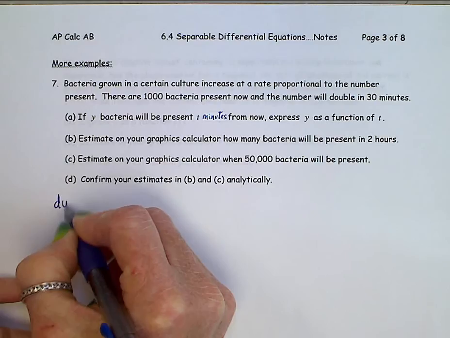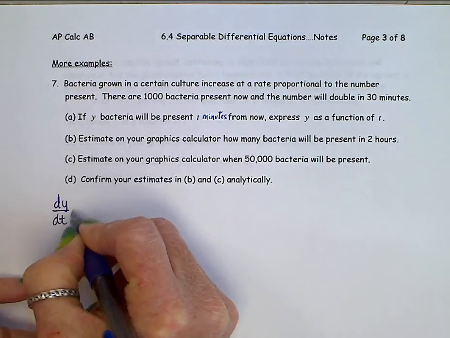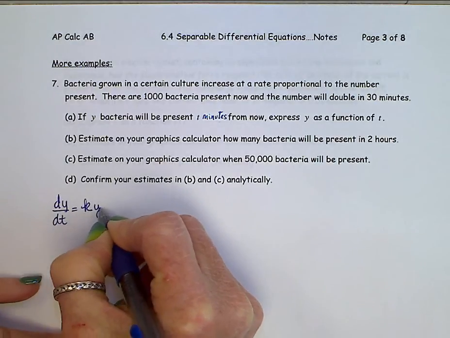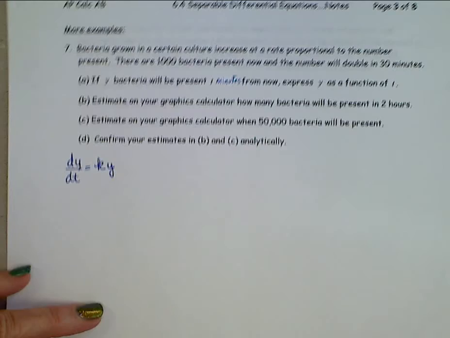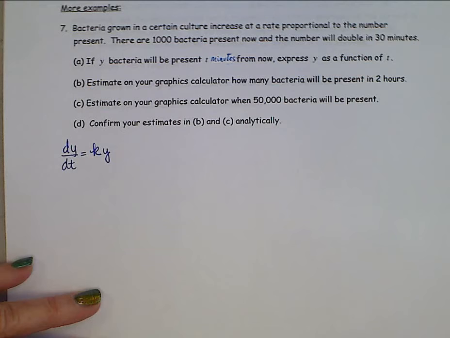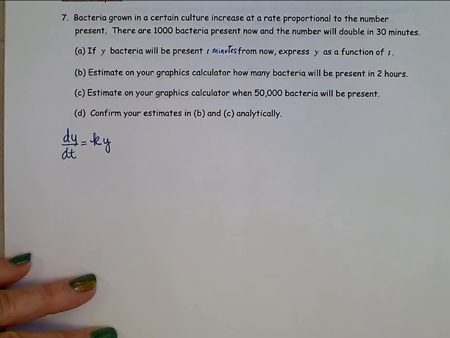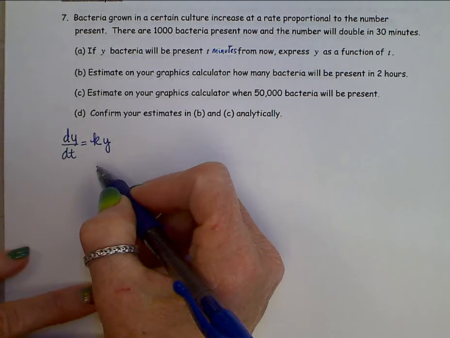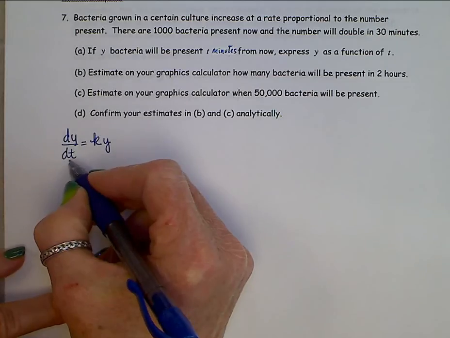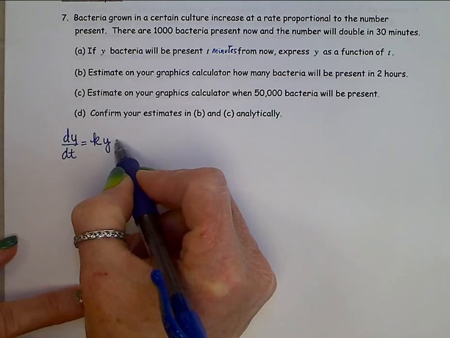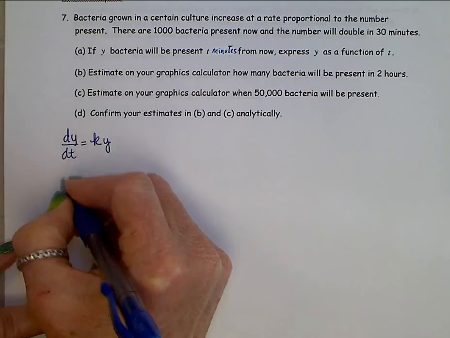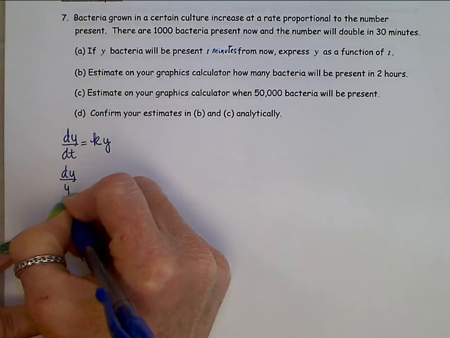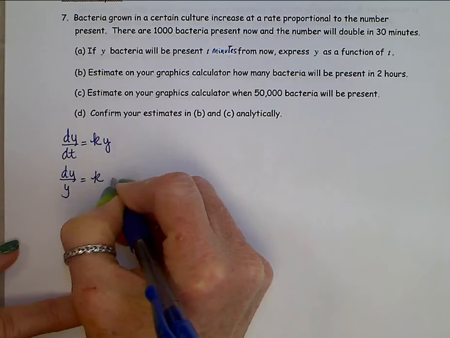dy dt is ky, where k is a constant. And we kind of start working through the process that we've done over the past couple of days in terms of getting this back into a y equals. So let's separate out the variables. I'm going to multiply by a dt and at the same time divide out by this y. So we have dy over y is k dt.